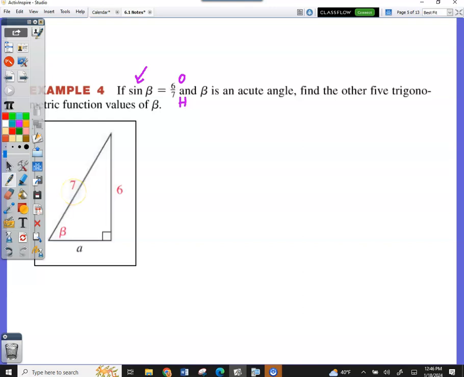So I'm going to draw my triangle like this. I drew my triangle, I placed beta right here, and then I labeled my hypotenuse as 7, and the opposite of beta as 6. I've got to find my missing side. So I'm going to do the Pythagorean theorem: a squared plus 6 squared equals 7 squared.